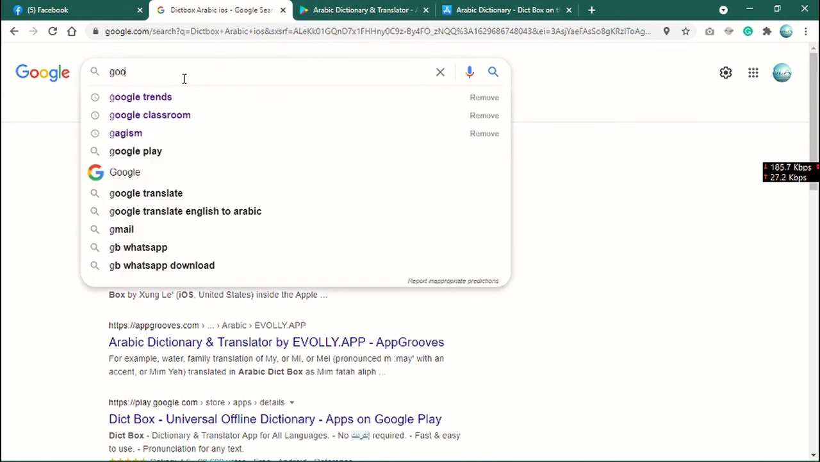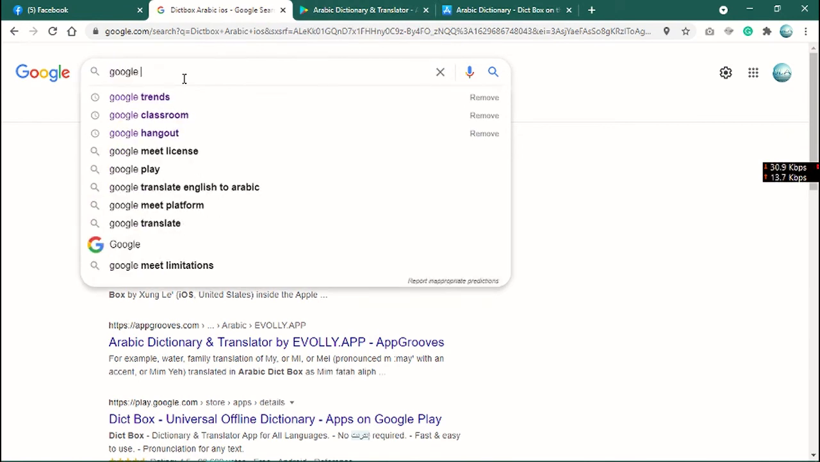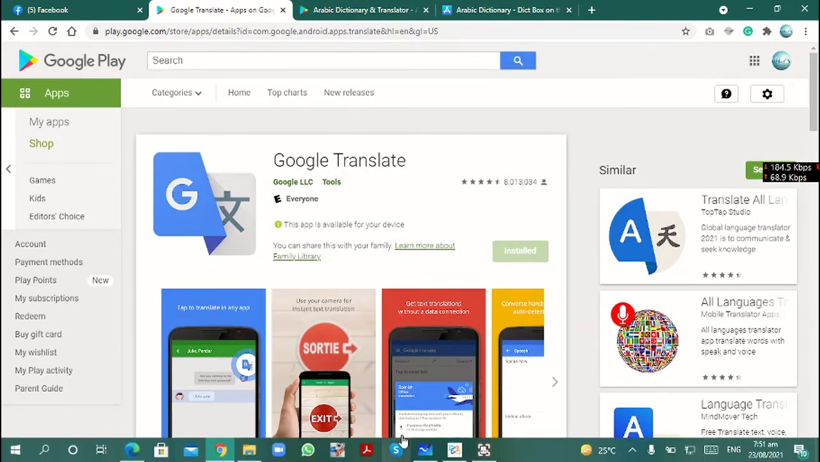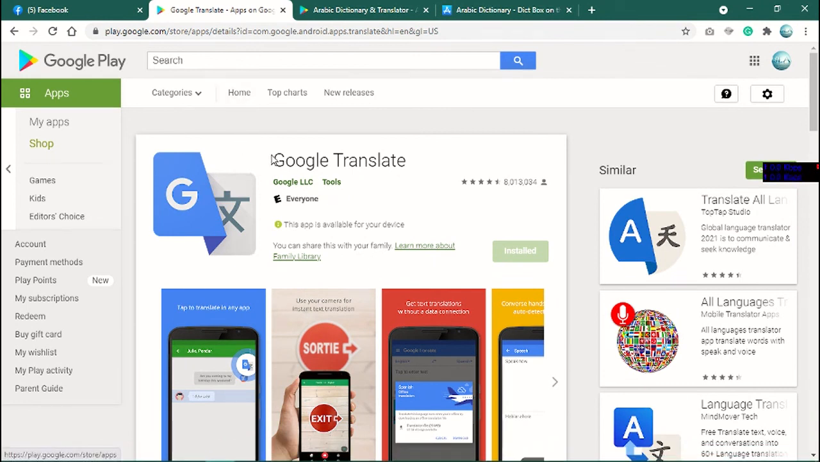Then you can use Google Translate. The second dictionary that I recommend is Google Translate. Google Translate also acts as a dictionary. It can translate the whole sentence, or it can just give you the meaning of words. So if you don't know the meaning of any word, just type it here and it will tell you its meaning in detail. They have added a very good dictionary in it as well. So Google Translate is also a good dictionary.